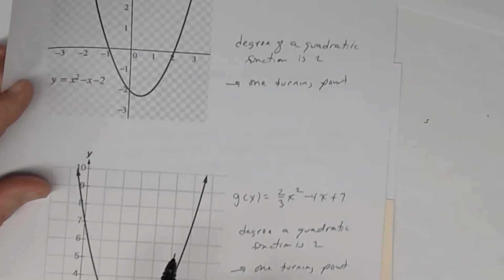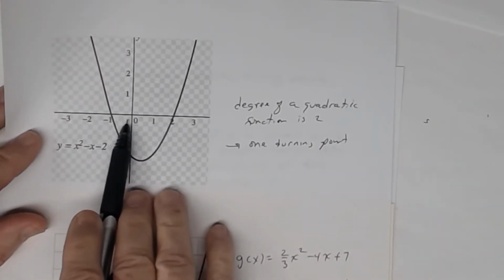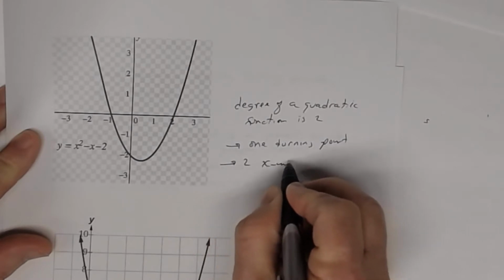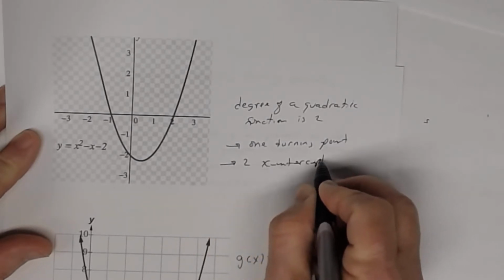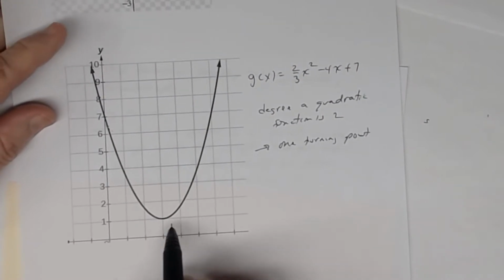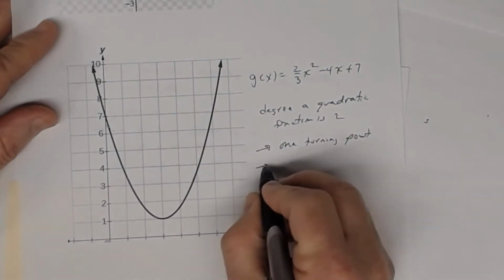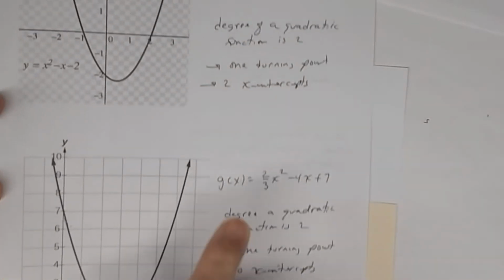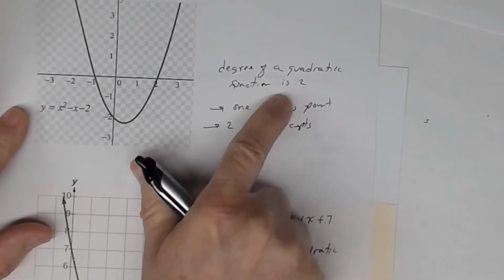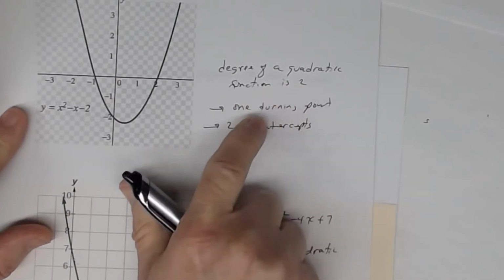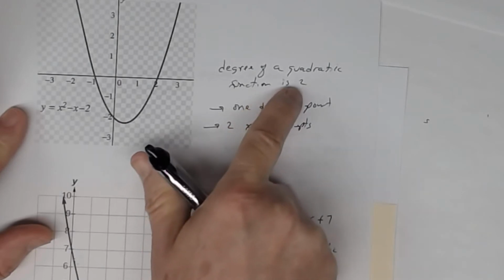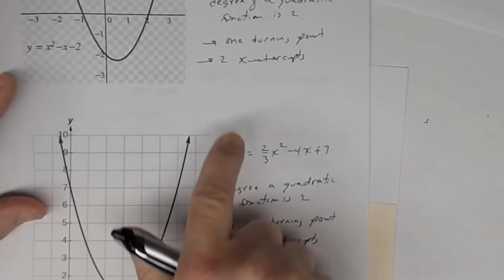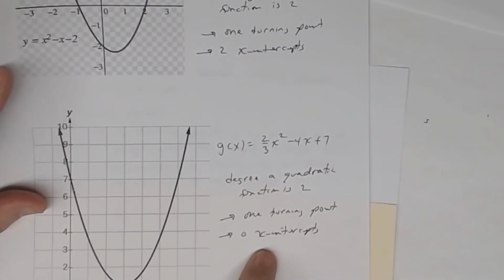All right, now look at the x-intercepts. In this case, there were 2 x-intercepts, right? So this had 2 x-intercepts. And over here, this didn't have any because it never crossed the x-axis. So this has 0 x-intercepts. All right, so for degree 2, I want you to notice that the turning point here was 1, and the turning point here is 1. This had 2 x-intercepts. This had 0 x-intercepts.